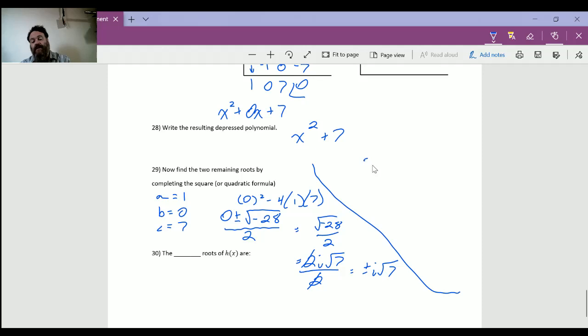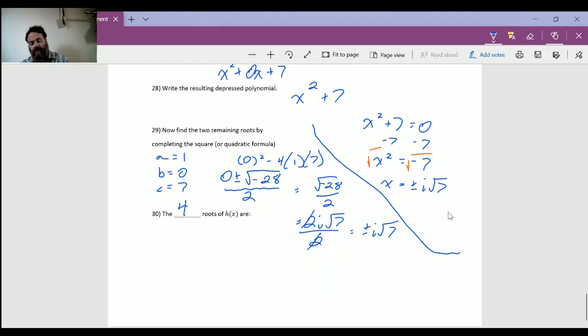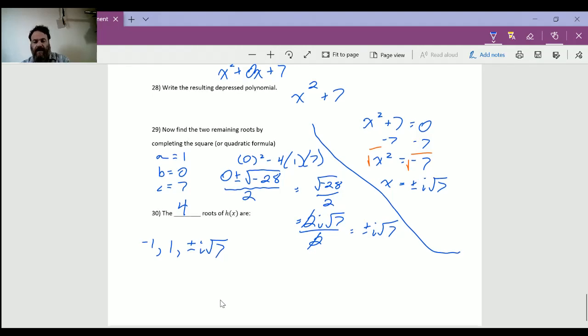Me personally, what I would probably end up doing, simply because this has no linear term, and if you remember those questions from Unit 1B, if there's no linear term, you can just go ahead and use the square root method, which I'm doing right here. Just kind of takes away some of the steps. You end up with positive negative i root 7. Okay, so the 4 roots, there's 4 of them. The 4 roots are negative 1 and positive 1, the 2 that we found by synthetic division, and both positive and negative i times the square root of 7. Okay, so that is everything that is on those.